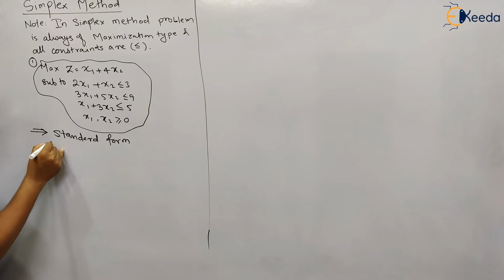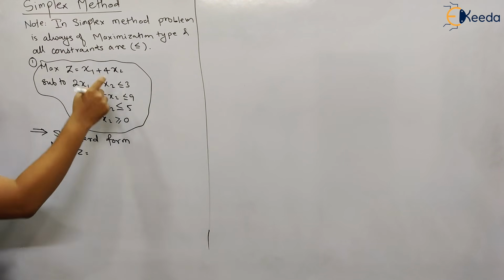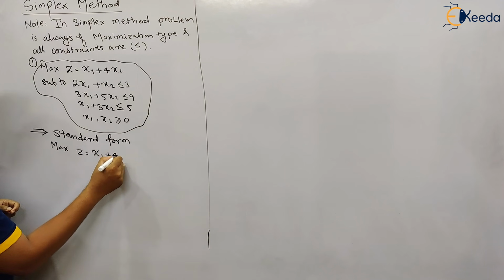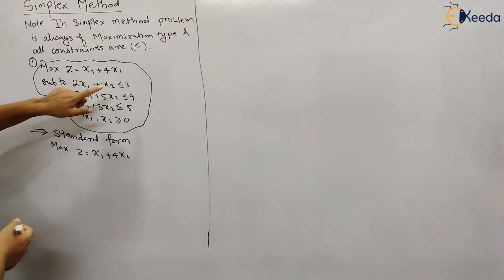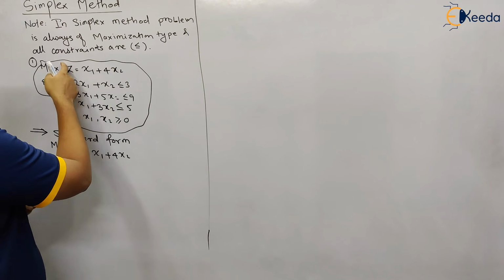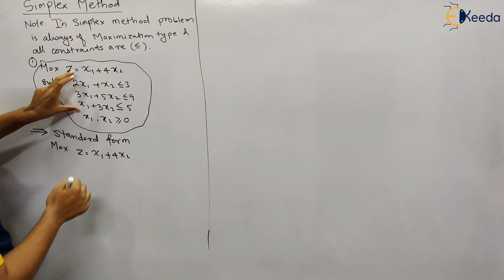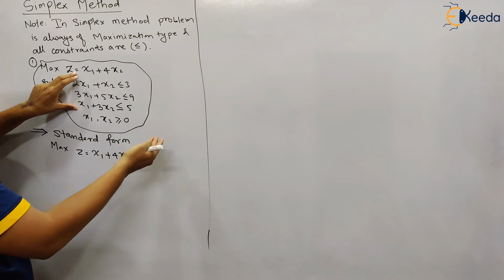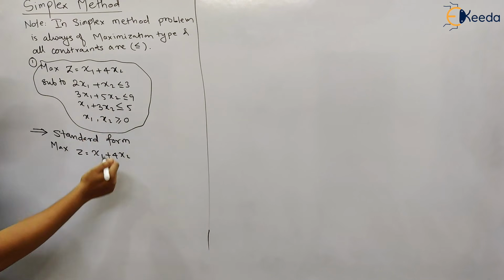So the problem is maximize z equal to x1 plus 4x2. Now in this particular problem, there are three constraints. These are called constraints, and this is your objective function. There are three constraints involved in the problem. This constraint, x1, x2 greater than equal to 0, we ignore. It will be by default in all the problems. So there are three constraints.